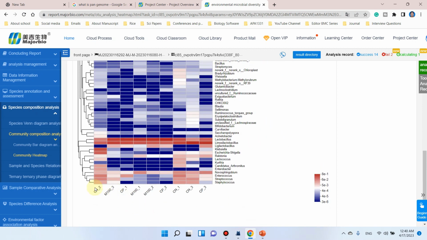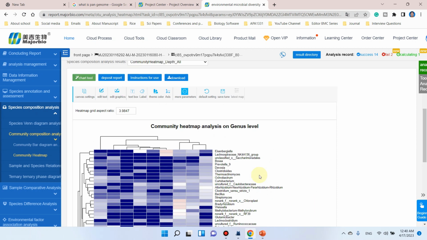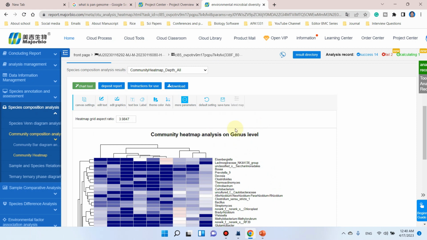Similarly here you can see, if we talk about control negative, this is control negative 2, this is control negative 1 and this is control negative 3. Here is red, and here is red. But in the control positive, here is blue, here is blue, and here, control positive, is also blue. So it means Staphylococcus is showing differential abundance at genus level.